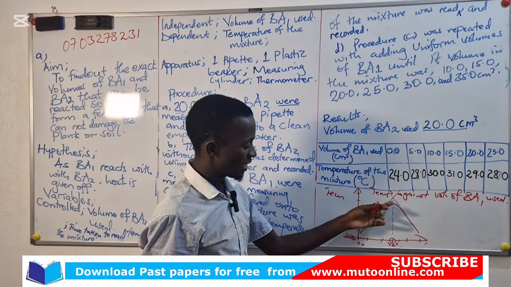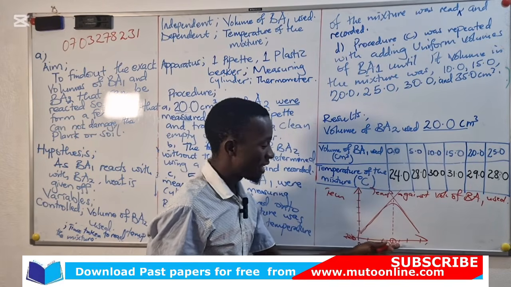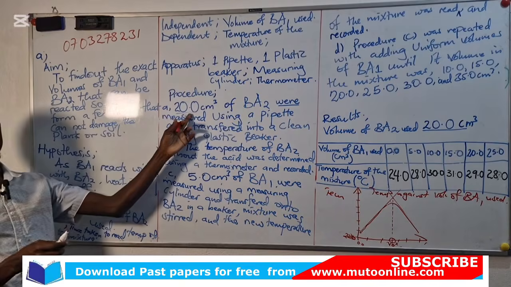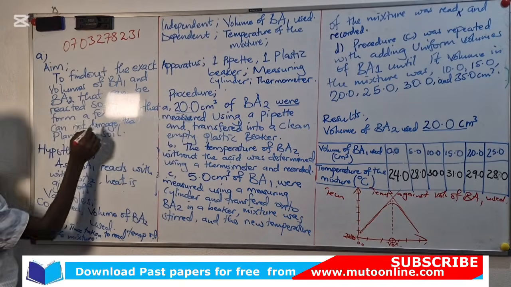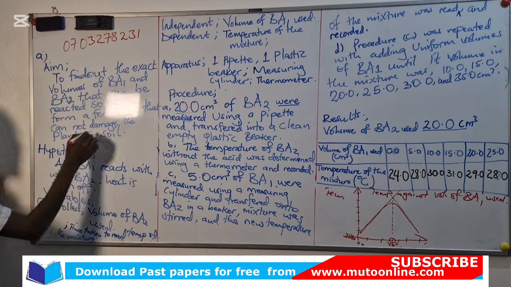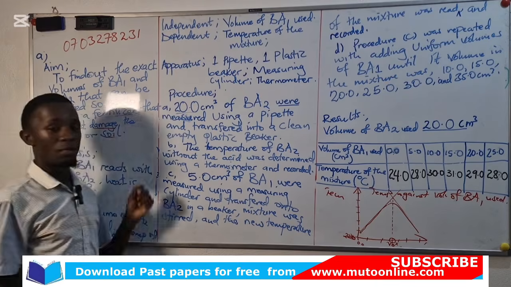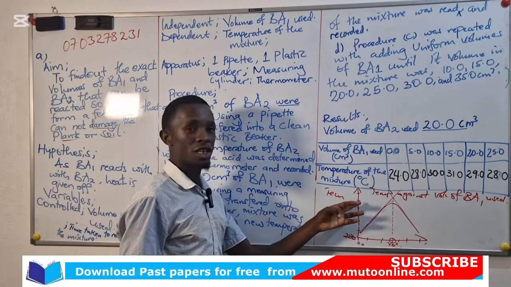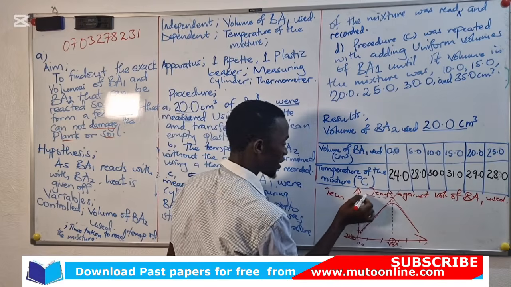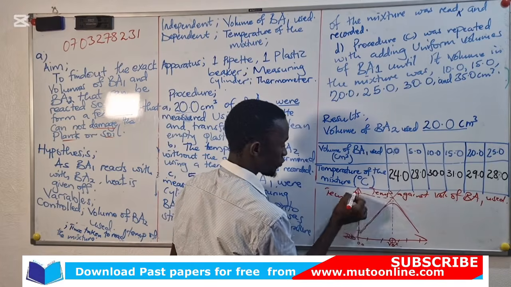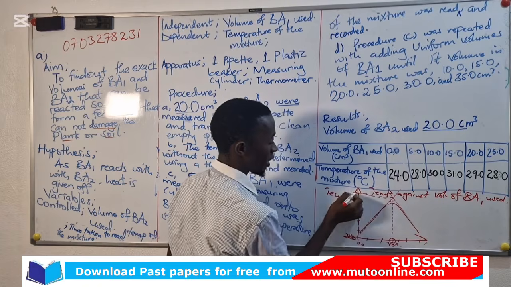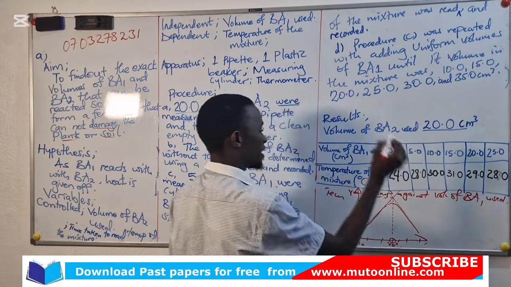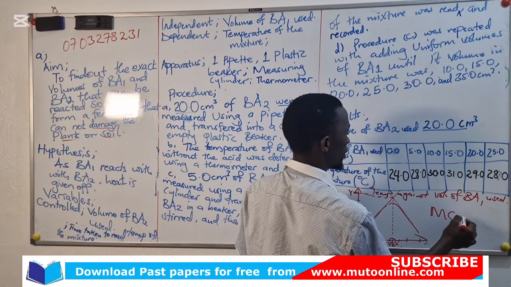Members, so we can take this as our maximum volume of BA1 that should be added to the 20 of BA2 so as to make a fertilizer, like it was in our aim, that cannot damage the plant and soils. If the practical was to determine the maximum heat evolved, we could as well determine the maximum temperature. So we make a dotted line towards the temperature axis, determine this temperature Y, and use it in the other formula, mc delta theta.